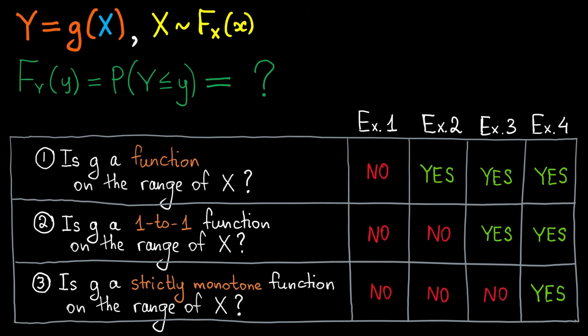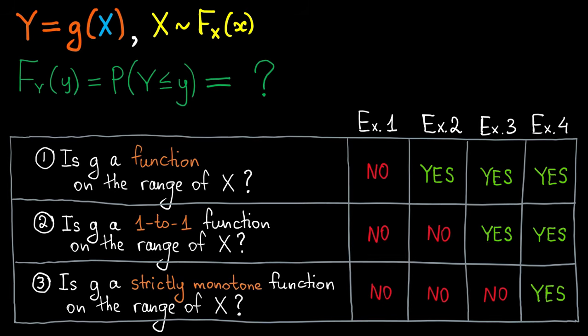Okay, so imagine that we have a random variable x with a known distribution, with a known CDF. And now we form a new random variable y by applying to x a deterministic function g. So y is equal to g of x. The question is, what is the distribution, what is the CDF of the new random variable y? As you can probably already guess, whether or not we can derive the distribution of y in terms of the distribution of x will depend on the nature of that deterministic function g.